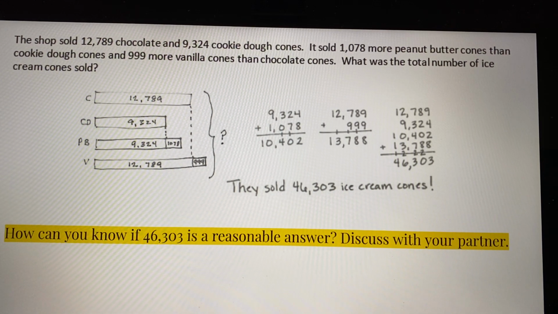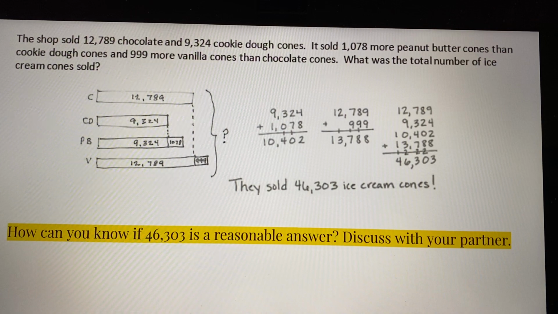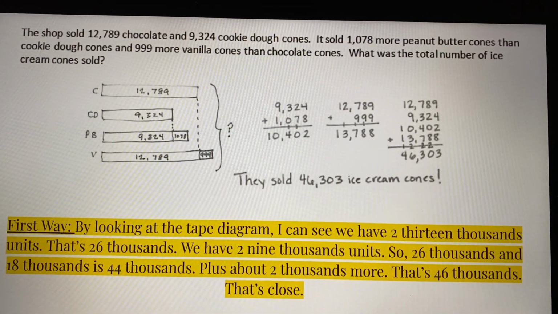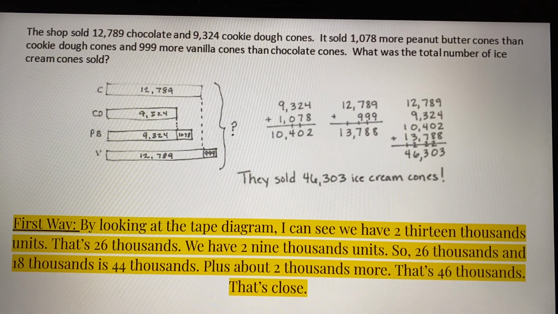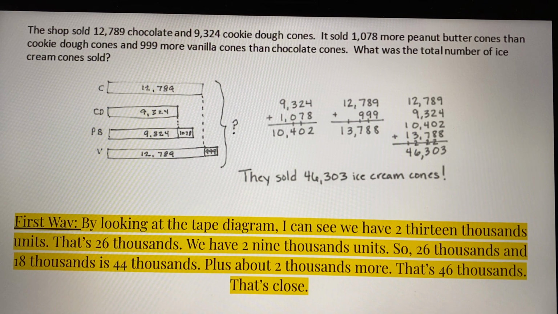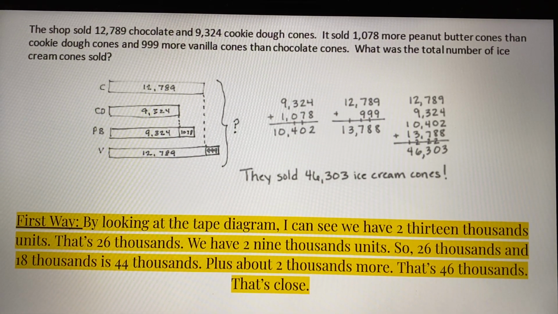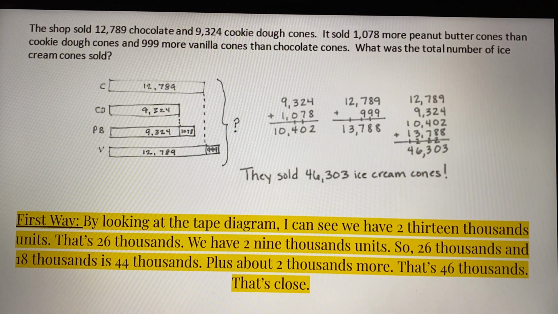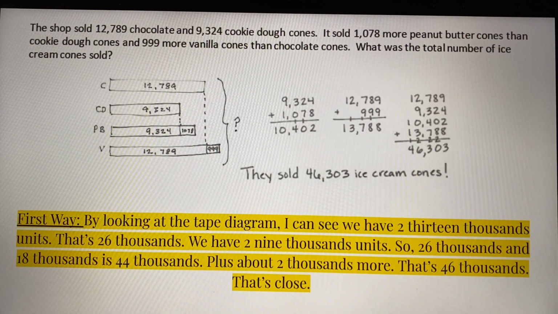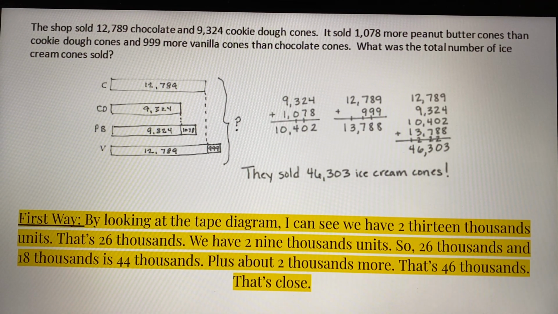But how can you know if 46,303 is a reasonable answer? Discuss with your partner. Well, first way, by looking at the tape diagram, I can see that we have two 13,000 units, so that's 26,000 units. We have two 9,000 units, so 26,000 and 18,000 is 44,000, plus 2,000 more, that's 46,000, so that's pretty close, really close.